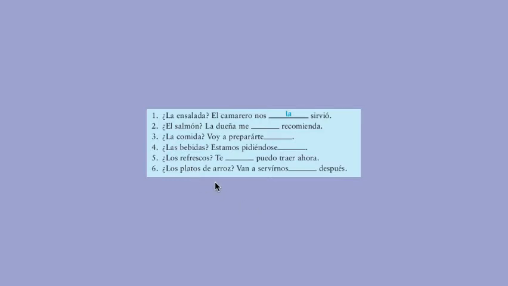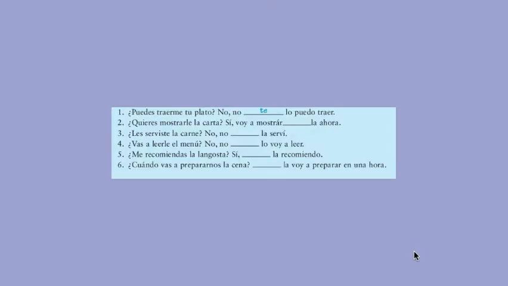Or los refrescos te los puedo traer ahora. Los platos de arroz van a servirnoslos después. ¿Quieres mostrarle la carta? Sí, voy a mostrársela ahora. Why se? Because if it was le, right? And we can't have voy a mostrarle la. It's kind of like sélo, don't léelo, right? Voy a mostrársela. ¿Le serviste la carne? No, no se la serví.